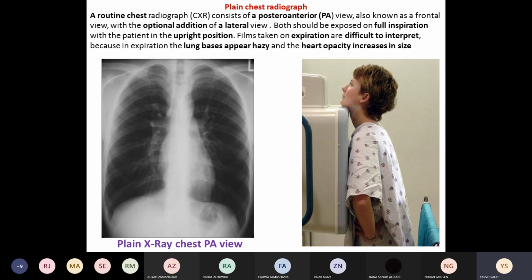That means the technician always asks the patient to take air in and then stop breathing, and then the technician exposes the patient to do this X-ray. Why is it done on full inspiration? To avoid haziness of the base of the lung. But this is the result, a good technique chest X-ray, which is done in PA and erect position and in full inspiration.